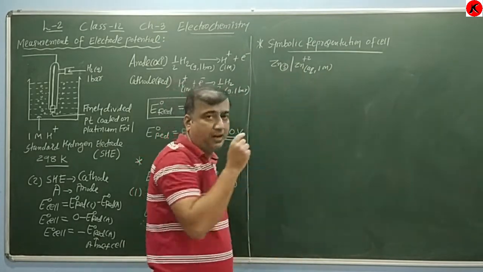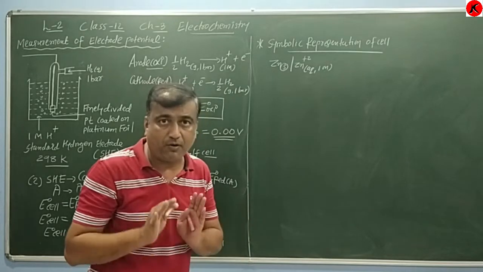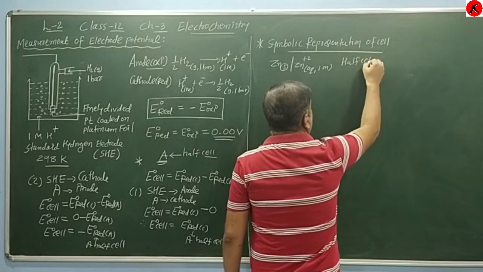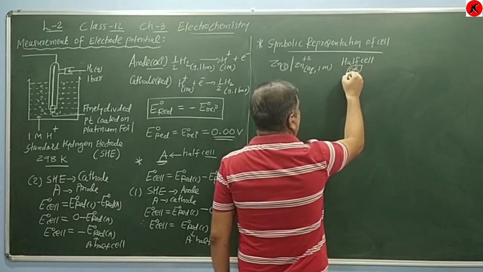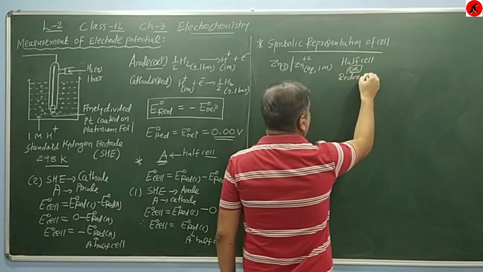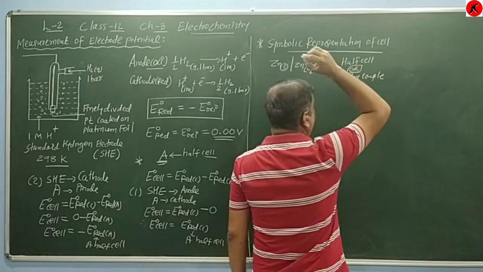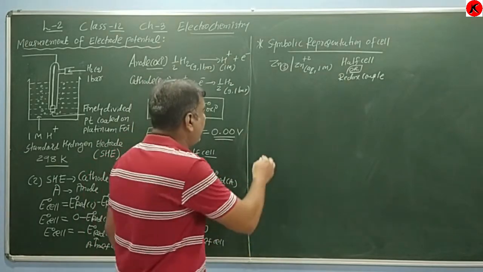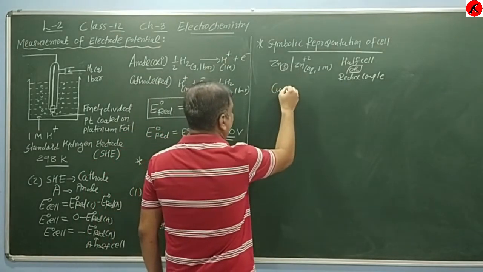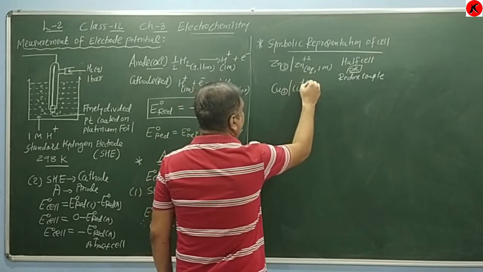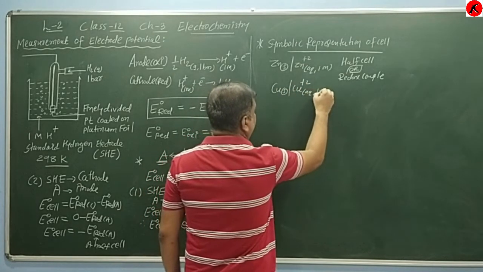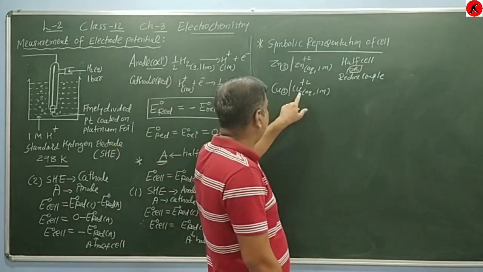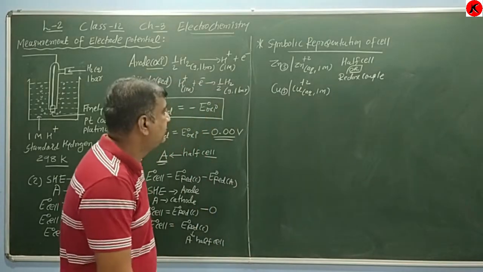This is known as a half cell. Otherwise, it is also known as the redox couple. Remember, suppose for a Cu half cell, Cu solid is in contact with Cu plus 2 aqueous, concentration 1 molar. This is the reduced form, this is the oxidized form.